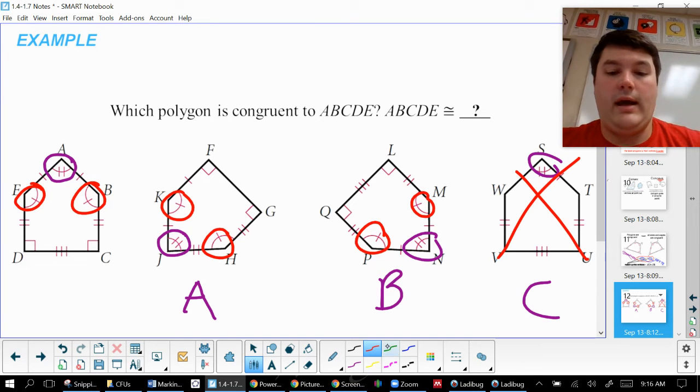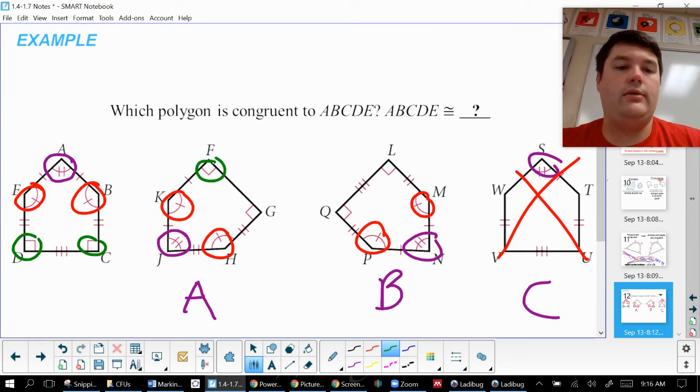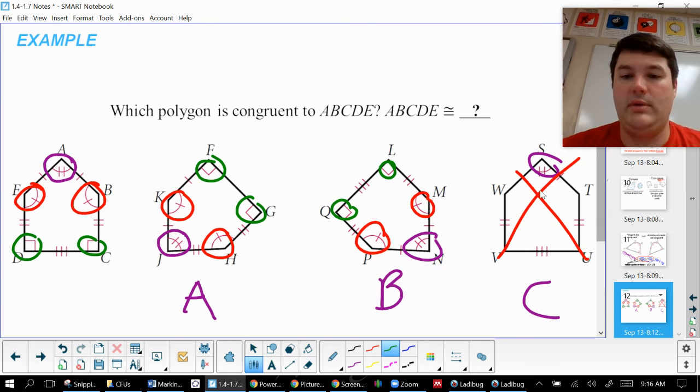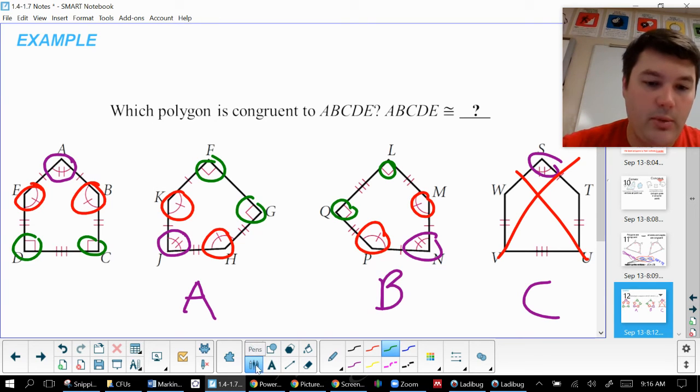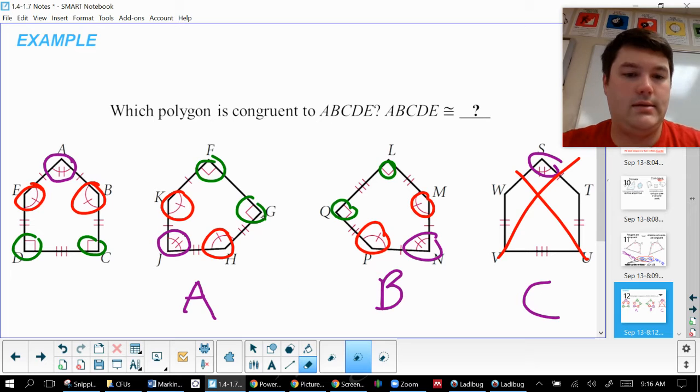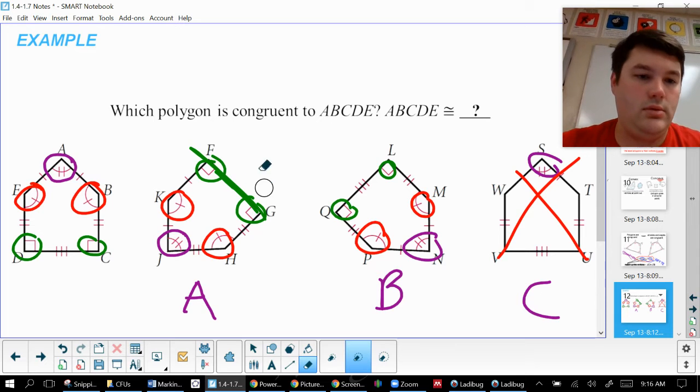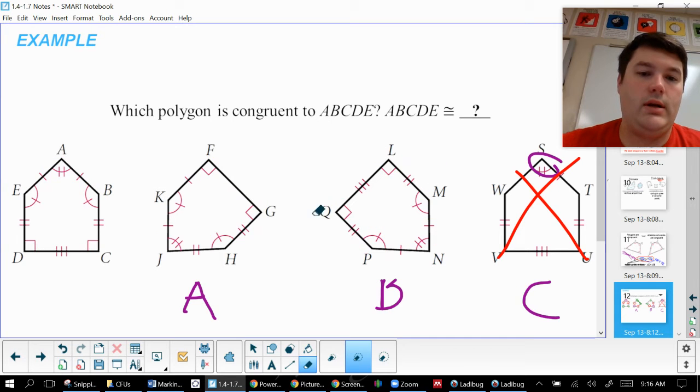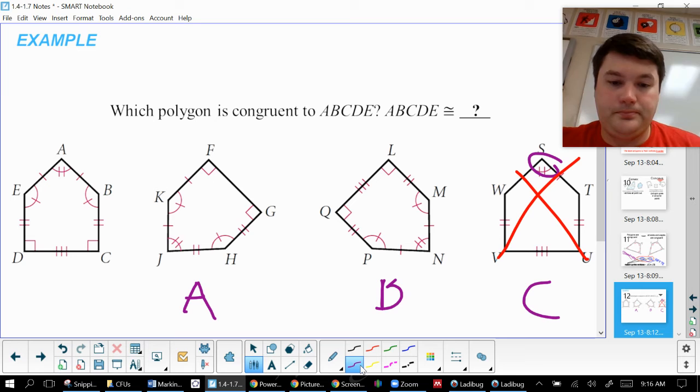And then I might look at these angles. Right angle, right angle, right angle, right angle, right angle, right angle. Okay, so far with angles, I've eliminated C. I'm going to go ahead and erase those because they're a little too much in the way to do the next part here. So C's out. Moving on.